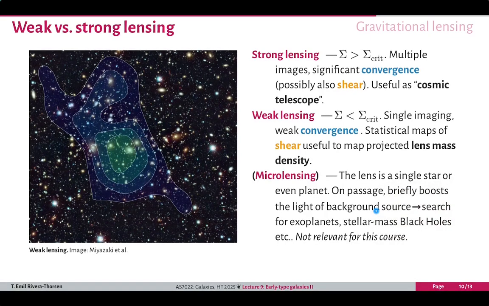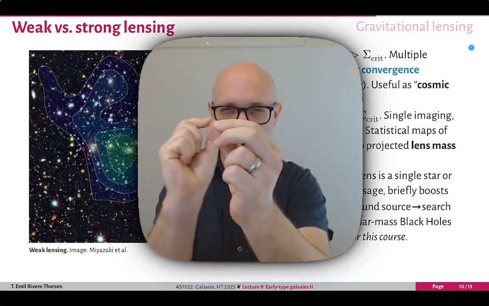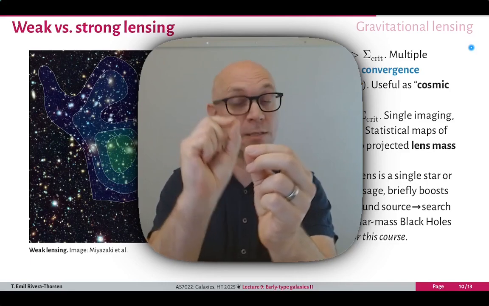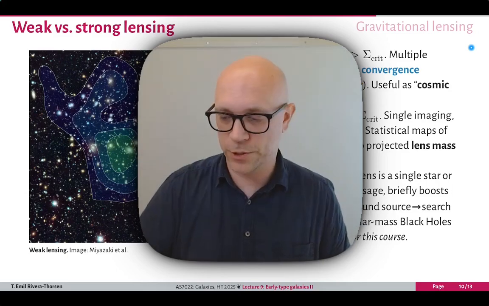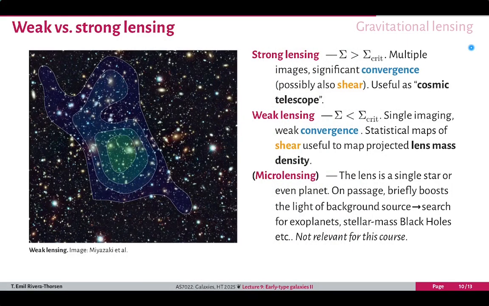And finally, we also have the phenomenon of microlensing. That is something we don't actually use in this course, and we won't talk more about it. But it is when the lens is a single star or even a single planet. When single stars move in front of each other, then for a short while it will give a brief boost to the light of the background source. And it will not be a periodic boost. It will only happen once.